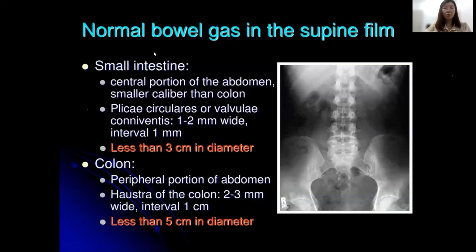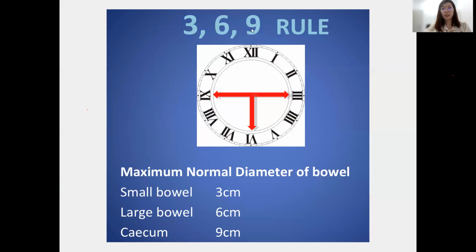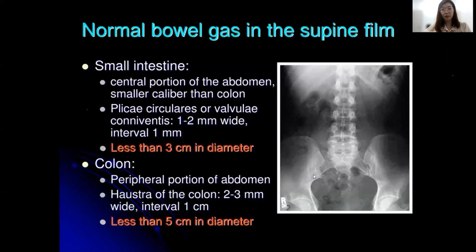Okay, so normal bowel shadow: small intestine in the central portion of the abdomen, and presence of valvulae conniventes 1 to 2 cm wide. Sometimes can see, sometimes cannot see. Always less than 3 cm. Then the colon at the periphery of the film is always less than 5 cm in diameter. If there is dilatation, you will know. All right. So the 369 rule, meaning the maximum normal diameter of bowel on X-ray: 3 cm for small bowel, large bowel is 6 cm, cecum can go up to 9 cm. The cecum will always be located at the right iliac fossa region.